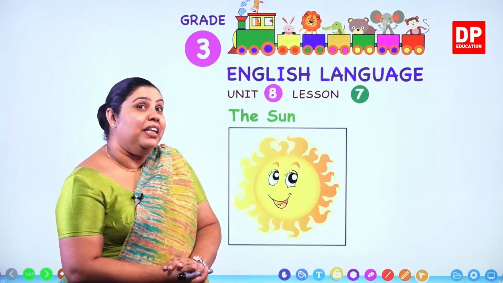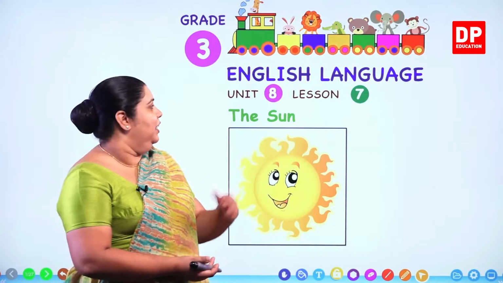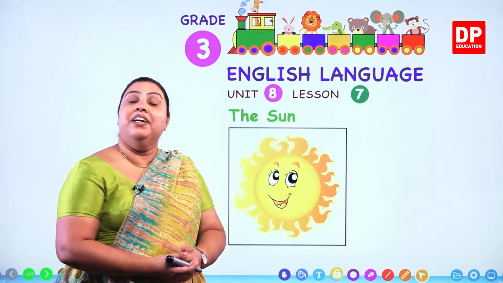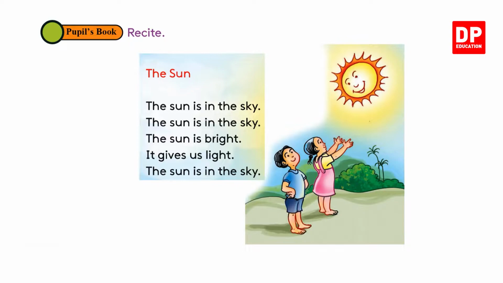So without waiting any longer, come with me. We will go and start our lesson. Unit number 8, lesson 7, the sun. Right. Now, because your pupils book is with you, I want you to turn to this page.